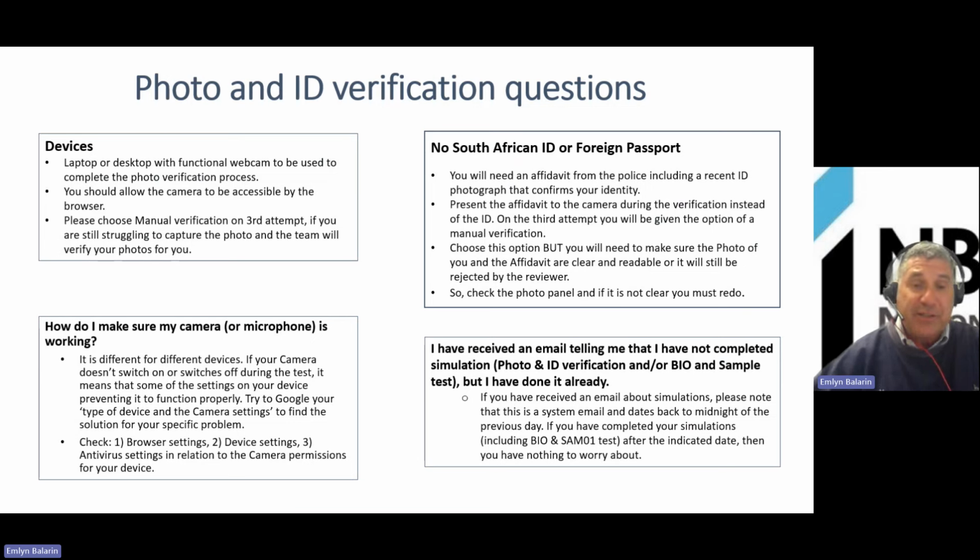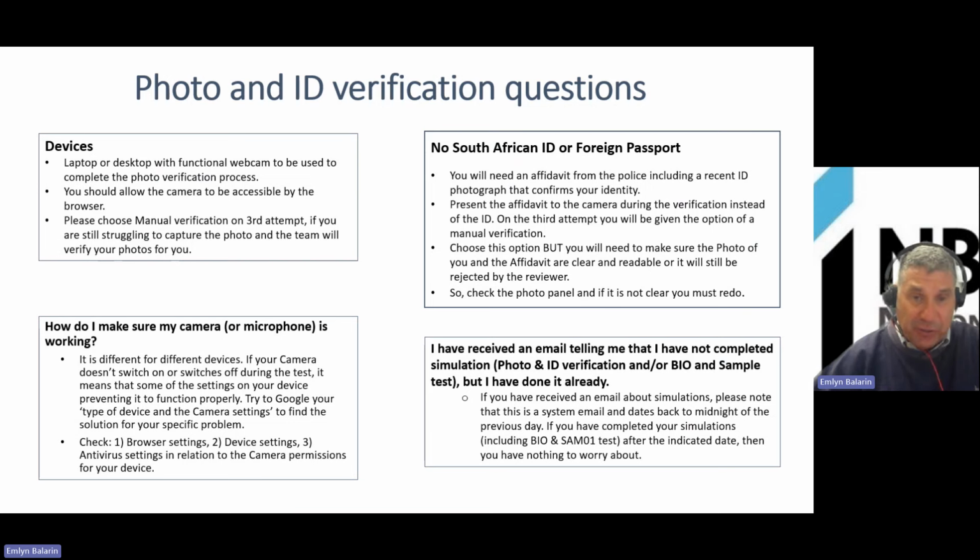Well, it's different for different devices. If your camera doesn't switch on or switches off during the test, it means that there's some setting on your device preventing it from functioning properly. And this can be a number of things. This can be security software. This can be your own browser settings in Chrome or Firefox.